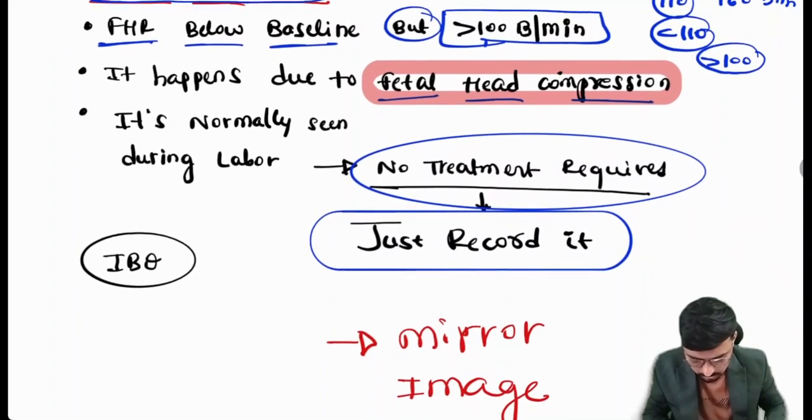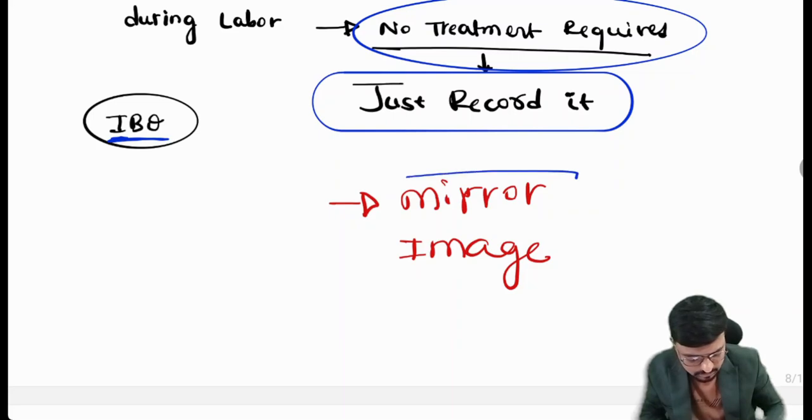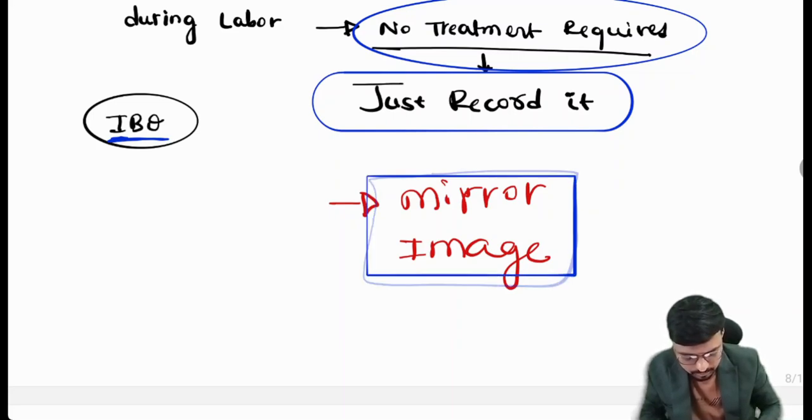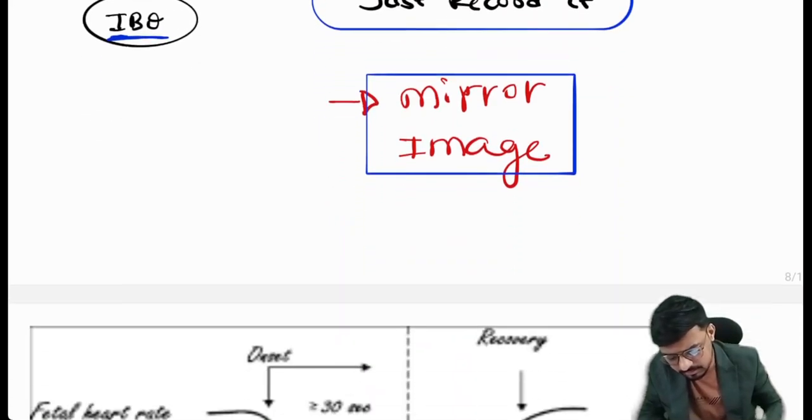So in the image based questions, how will it be seen, sir? It will be seen as a mirror image. Okay, so important: the mirror image of the CTG will be seen in case of early deceleration. Sir, what is the meaning of this one, sir?